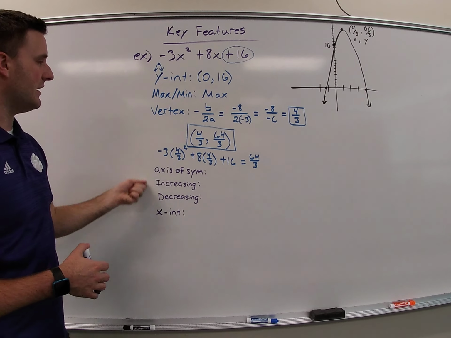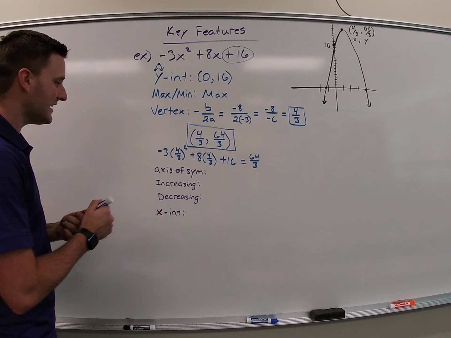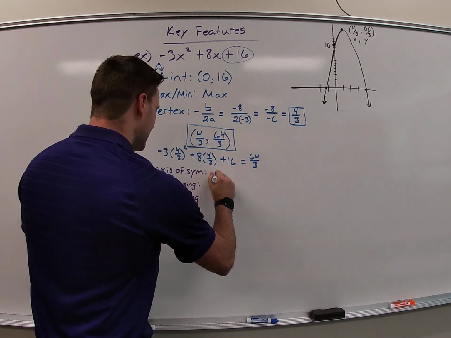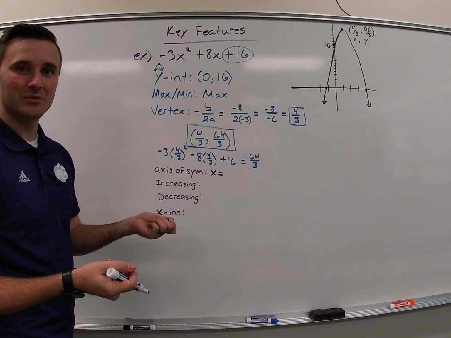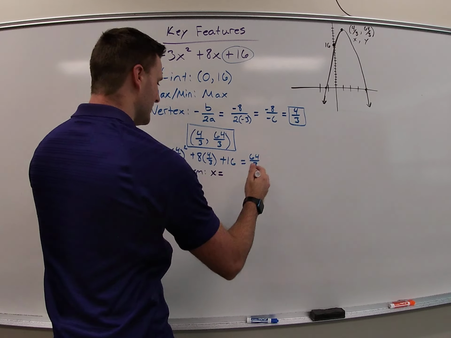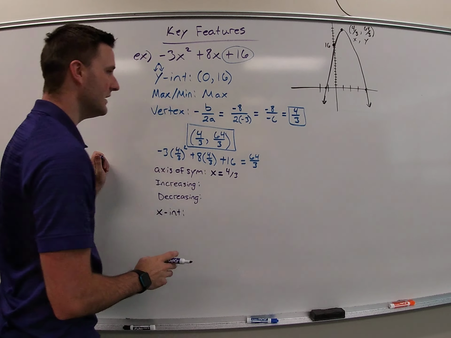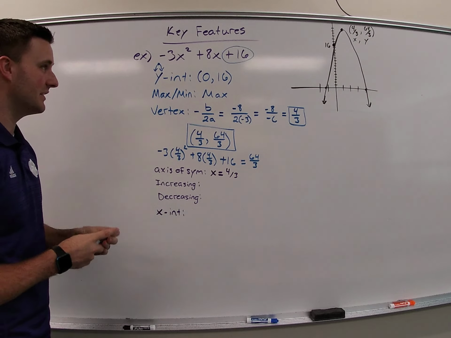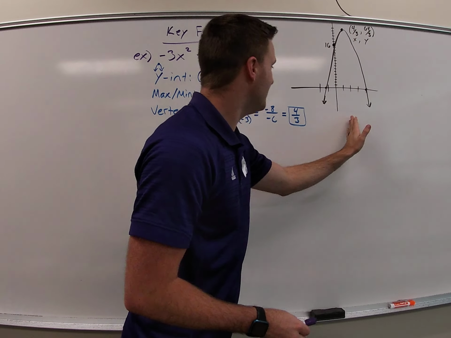Now, the other thing we're going to find now is the axis of symmetry. Well, that's the easy one, because your axis of symmetry is the equation x equals whatever your x value of your vertex was. So our x value was 4 over 3. So x equals 4 over 3. Meaning it is the line that goes through the x-axis at 4 over 3.